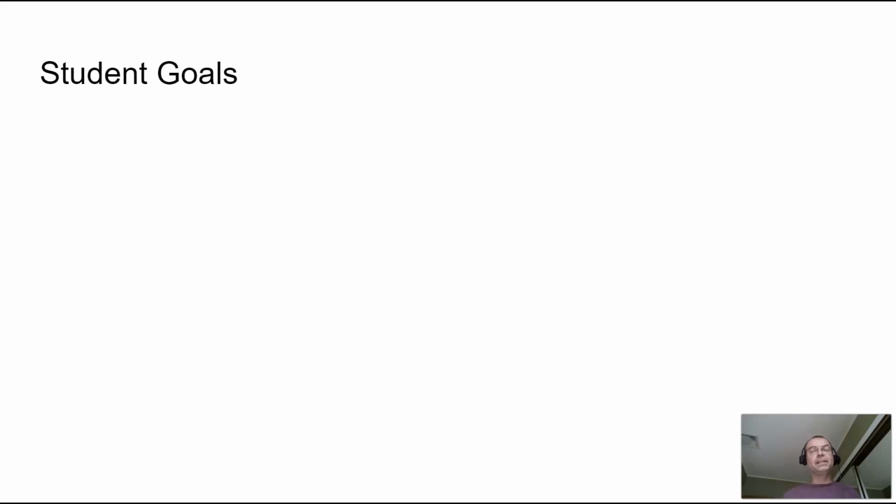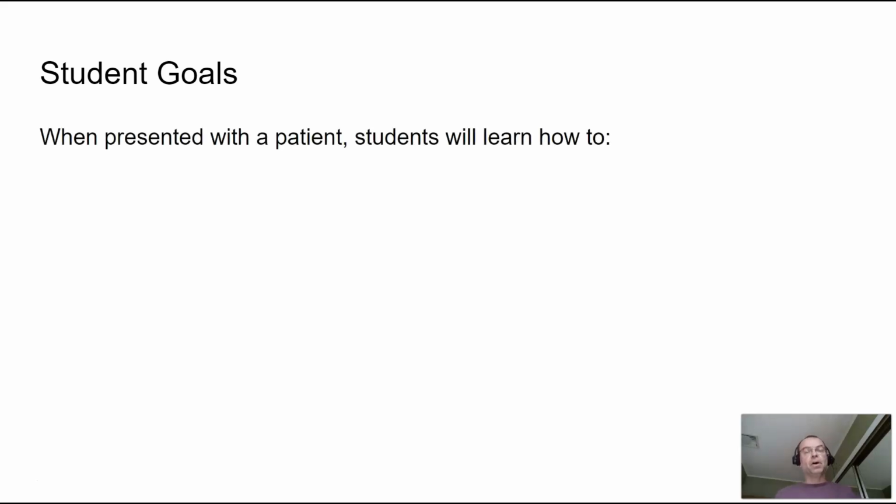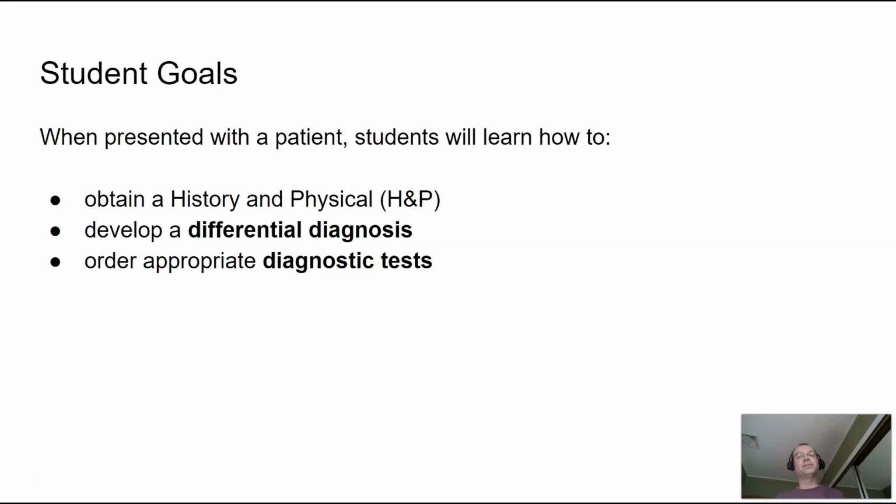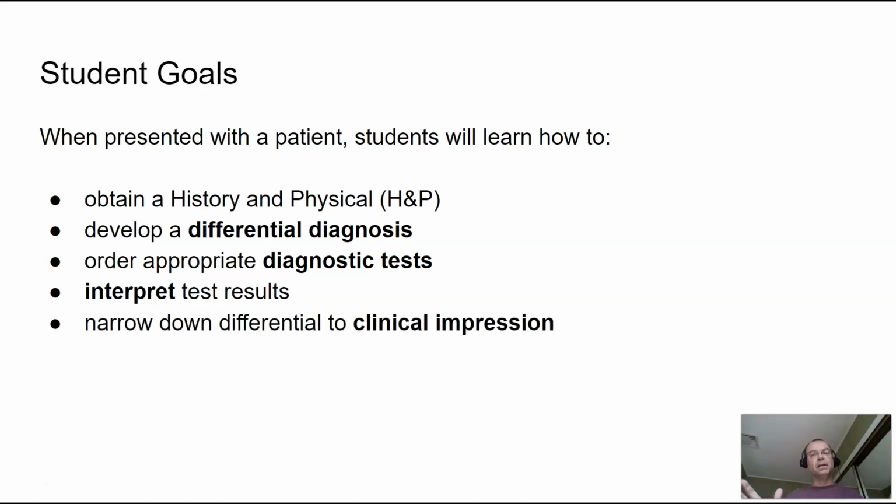So the goals when I teach medical anatomy and physiology are such that a student will be able to obtain a history and physical, and we'll go over what a history and physical is in more detail in a little bit. Then develop a differential diagnosis, a list of different diagnoses that could possibly be causing the problem that our patient is experiencing. Then order the appropriate diagnostic tests to narrow down the differential diagnosis, interpret those test results, and whittle everything down to one clinical impression. Then propose a treatment plan. So, how do we do this? Through clinical case studies.